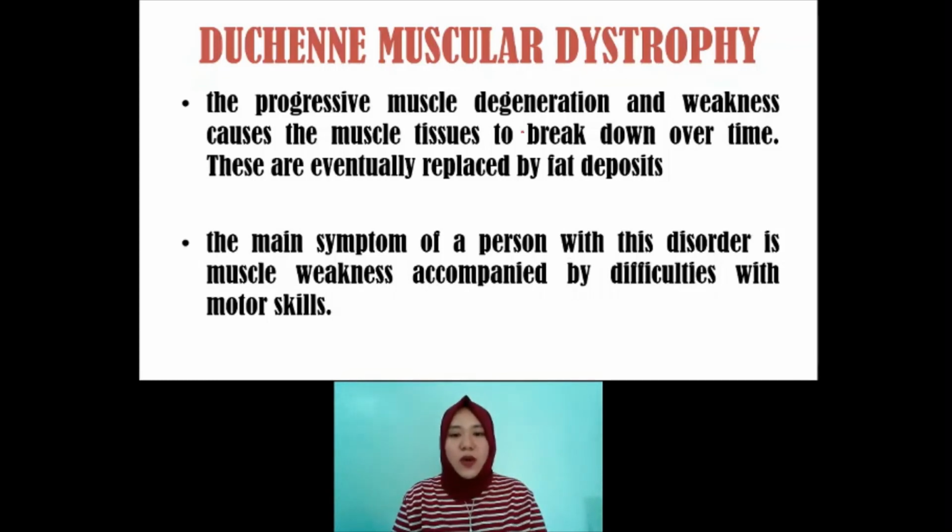So that's why children or patients with DMD, in the worst case scenario, cannot stand on their own. They have to be supported. That's why most of them are in wheelchairs. Again, their muscles are weak. The main symptom of a person with this disorder is muscle weakness, accompanied by difficulties with motor skills. You might have encountered children with this disorder who suddenly fall or easily stumble. It's because of their difficulties with motor skills.